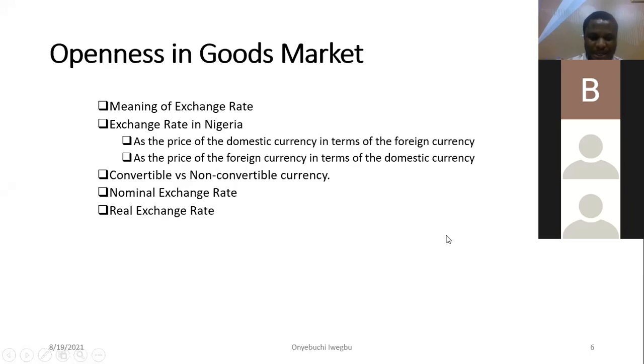So that is the nominal exchange rate and the real exchange rate.